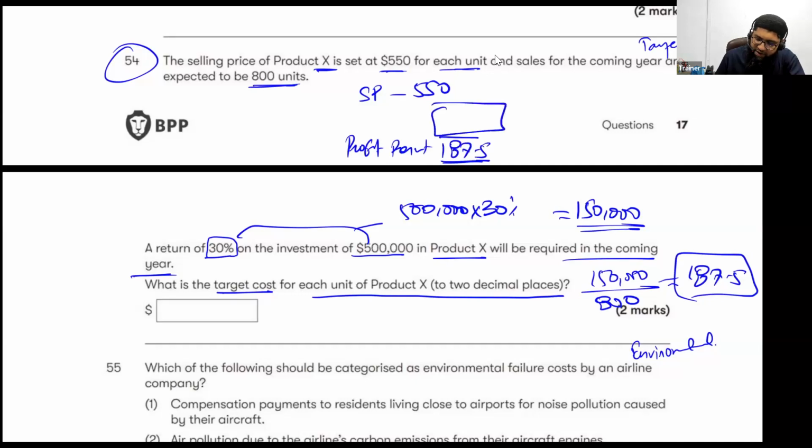So the balancing figure is going to be the variable cost, 362.5. That is what it is going to be.